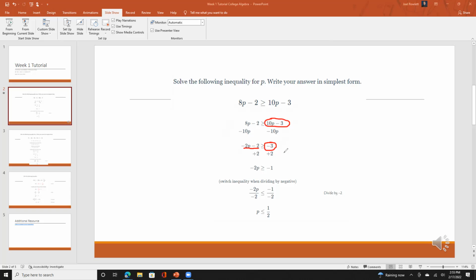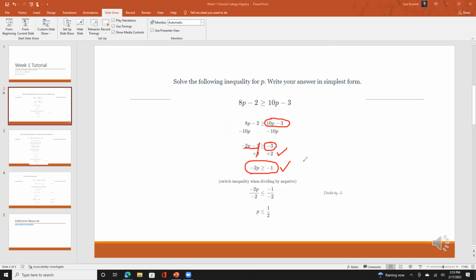From here, they just added 2 to both sides. And once they added 2 to both sides, the -2 and the +2 would zero out. That would leave you -2p is greater than or equal to -1. And they got the -1 by simply adding 2 to -3. -3 plus 2, again, is -1.